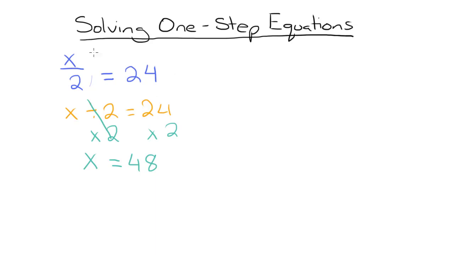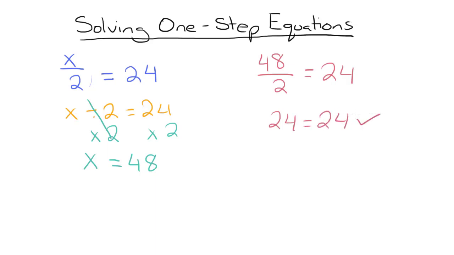Let's go back to this original equation right here. 48 over 2, or 48 divided by 2, is equal to 24. 48 divided by 2 is 24, which equals 24, which is a true statement, and that means that x = 48 is the correct answer. So I hope that this video helped you understand how to solve one-step equations.